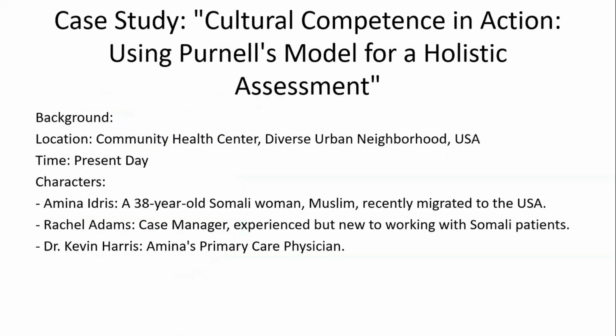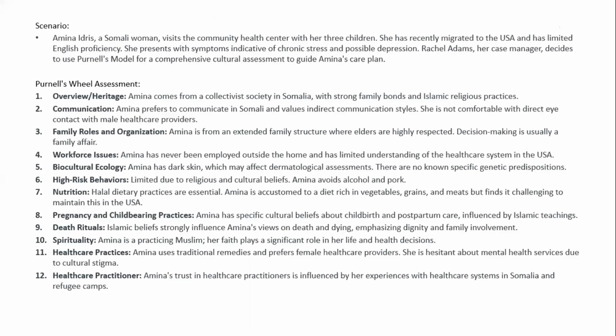So we're going to do a little bit of a case study using that wheel for a holistic assessment. We have Amina Idris. She's a 38-year-old Somali woman, Muslim, recently migrated to the United States. Rachel Adams, case manager, experienced but new to working with Somali patients. And Dr. Kevin Harris, who is Amina's primary care physician. So she visits the community health center with her 3 children. She's recently migrated to the United States, has limited English proficiency, presenting with symptoms indicative of chronic stress and possible depression. Rachel, her case manager, decides to use Purnell's model for a comprehensive cultural assessment to help guide Amina's care plan.